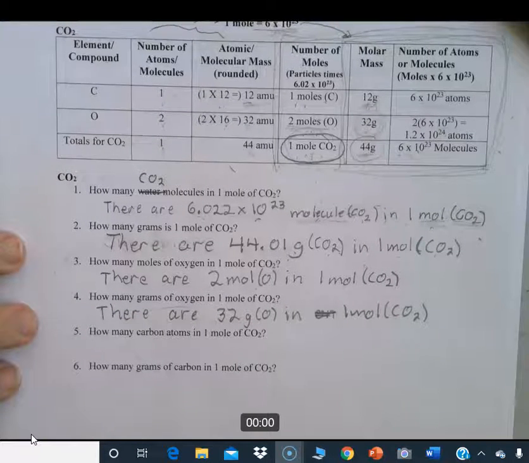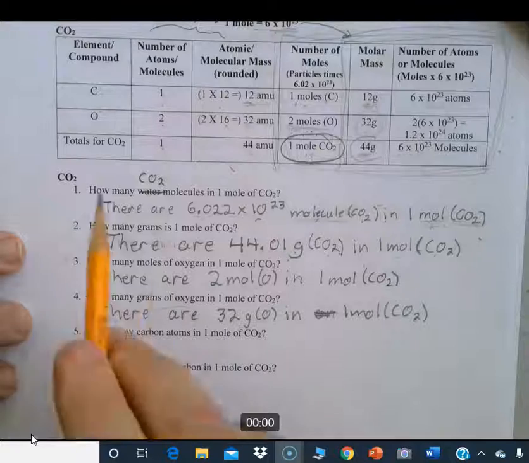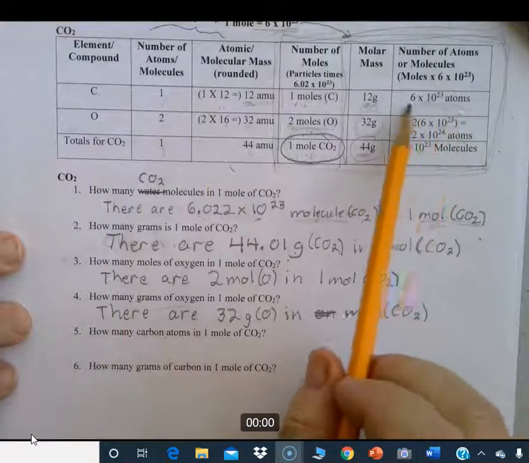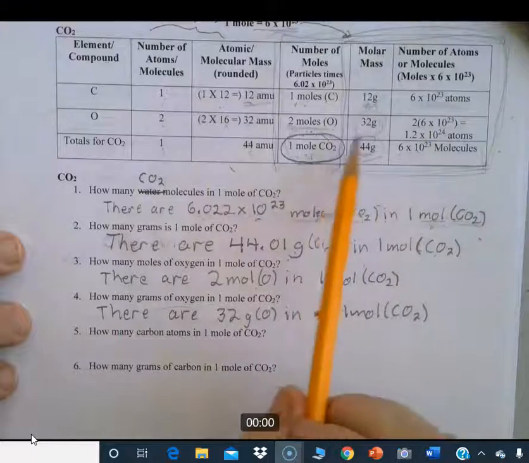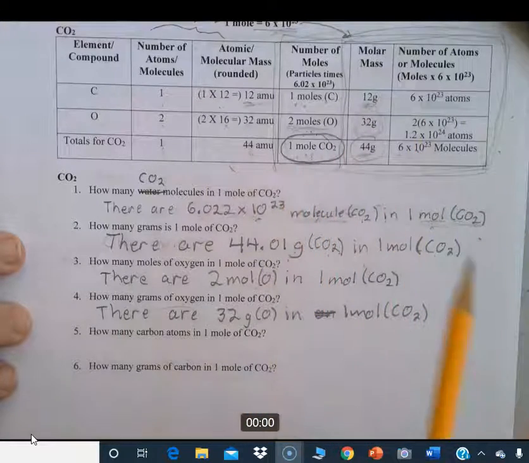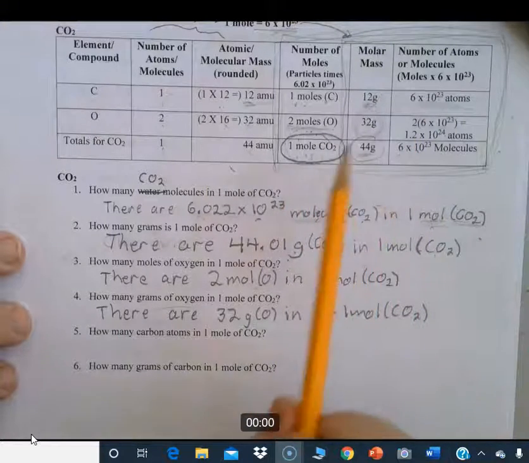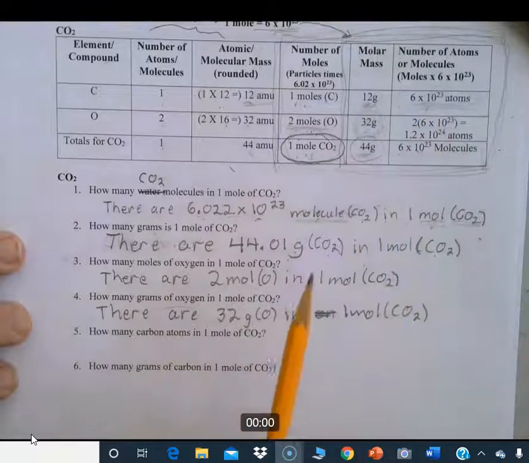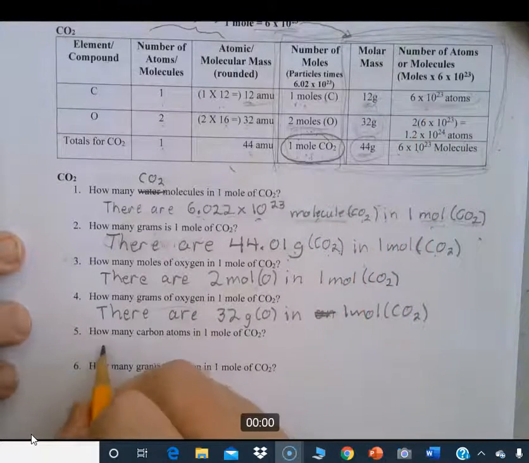How many carbon atoms in 1 mole of CO2? See if you can figure this one out. It's asking for carbon atoms. So you have to come up to the carbon row and go over to where it's giving us numbers of atoms way over here, because all of this is referenced to 1 mole of CO2. So there's that number. There's 1 mole of carbon atoms, which is that number of atoms in 1 mole of CO2.